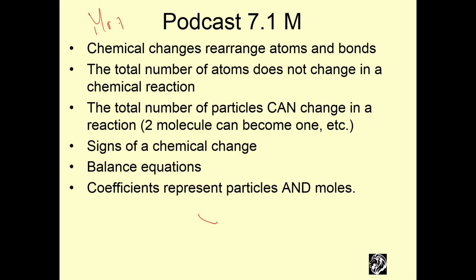Hi, everybody. This is Mr. Folly, and welcome to Podcast 7.1, where we're going to talk about how chemical changes rearrange atoms and bonds. We'll talk about how the total number of atoms does not change in a chemical reaction. The total number of particles can change in a reaction. Two molecules can become one. The signs of chemical change, balancing equations, and coefficients represent particles and moles. Let's hop to it.